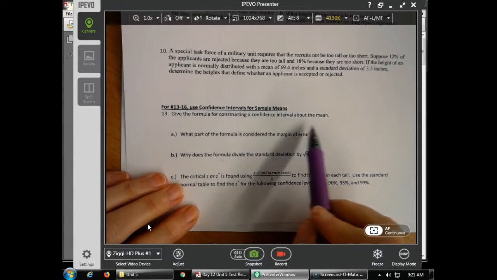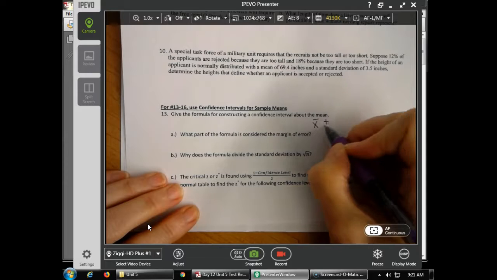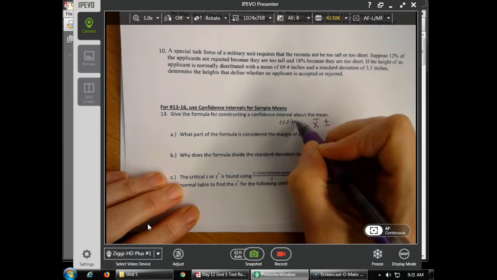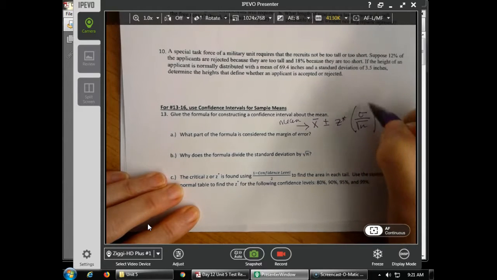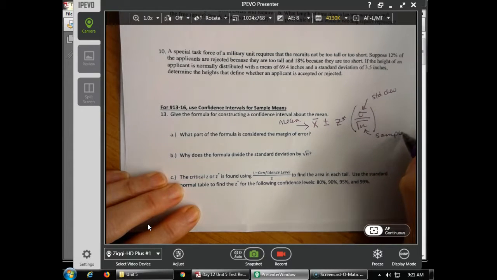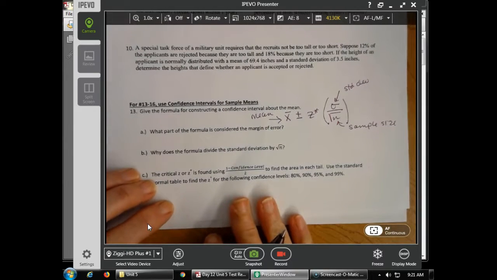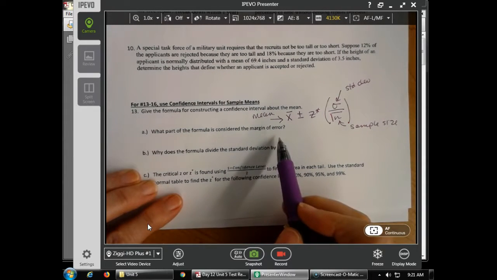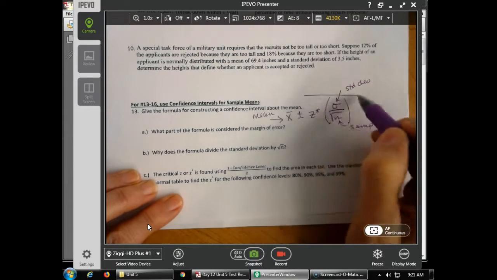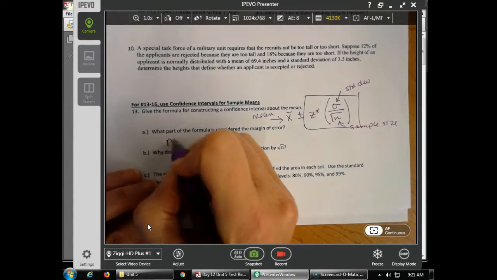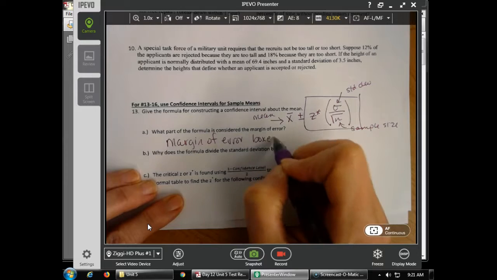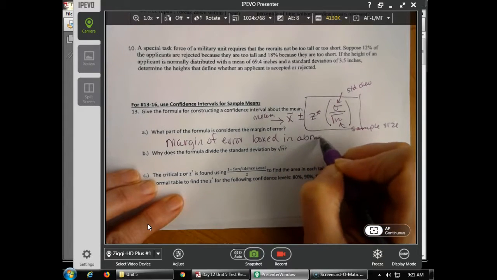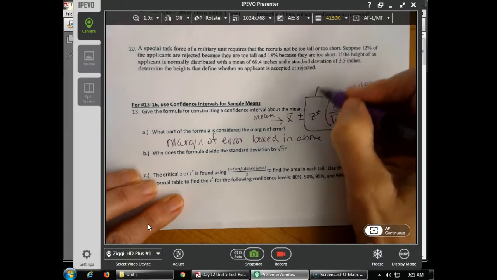Give the formula for constructing a confidence interval about the mean. You take your x bar, which is just your mean, and you add and subtract your critical z, and I'll talk about how to find that in a minute, times standard deviation divided by square root of n. This is standard deviation, and this is just your sample size. What part of the formula is considered the margin of error? Well, it's all of this, so margin of error is boxed in. You add and subtract the margin of error.